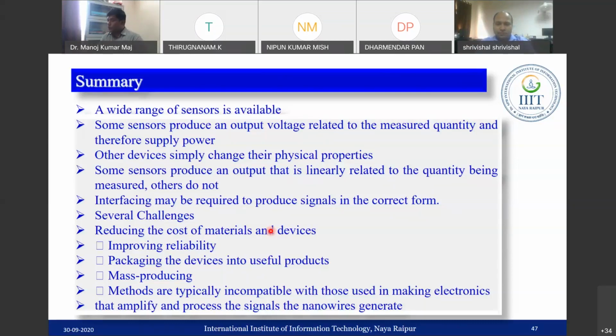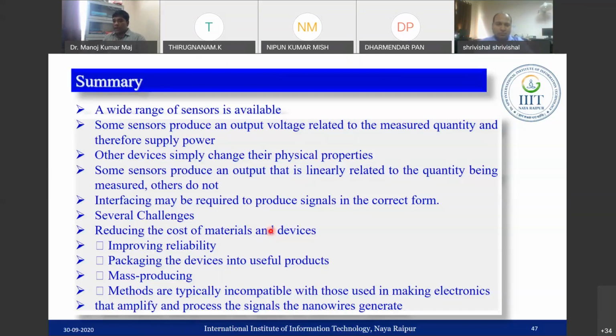These things can be there, and interfacing may be required to produce the signals in the correct form, because whenever we are using a transducer, it actually converts one particular energy to some other energy, like maybe sound energy to electrical energy, or thermal energy to electrical energy. So that conversion of the signal should be in the correct form. And there are also several challenges that we have already discussed.